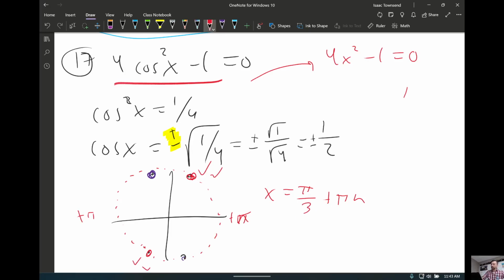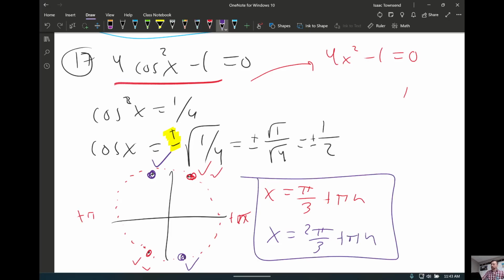And then for my purple dots, you could name the first one 2 pi over 3. And then if you add pi, you get this one. If you add pi again, you start getting coterminal. And for the quiz, we're fine just putting down the points.